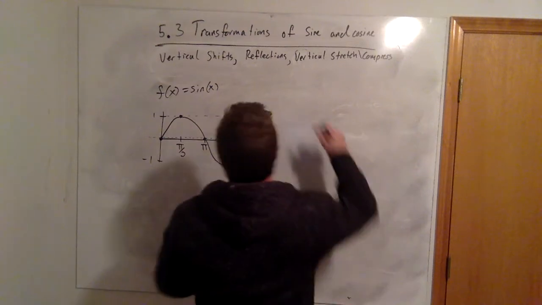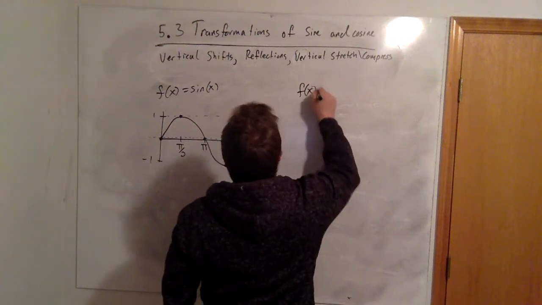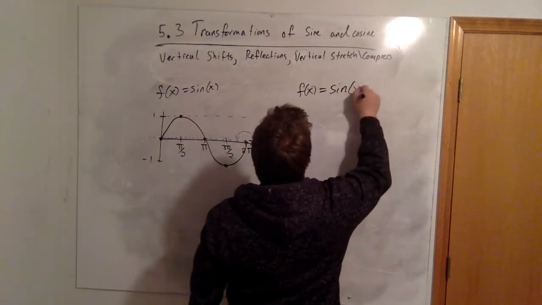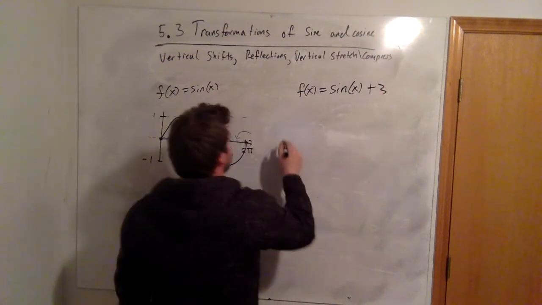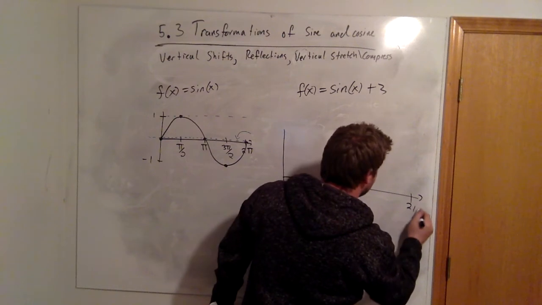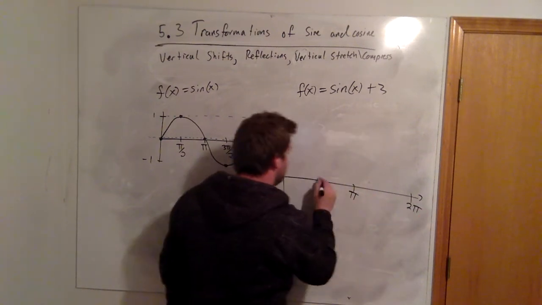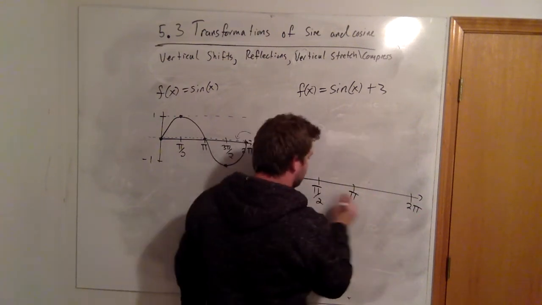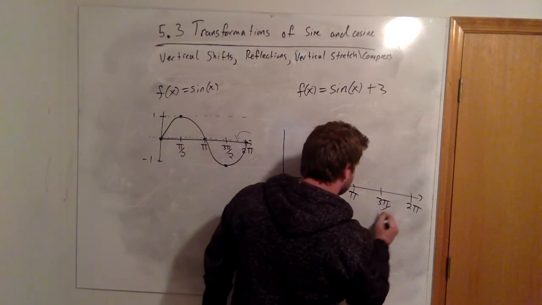Let's say that we want to sketch a graph of f of x, which is equal to, how about sine of x plus 3? So what is this graph going to look like? Okay. 2 pi, cut that in half, I get pi. Pi over 2, 1, 2, 3 pi's over 2.